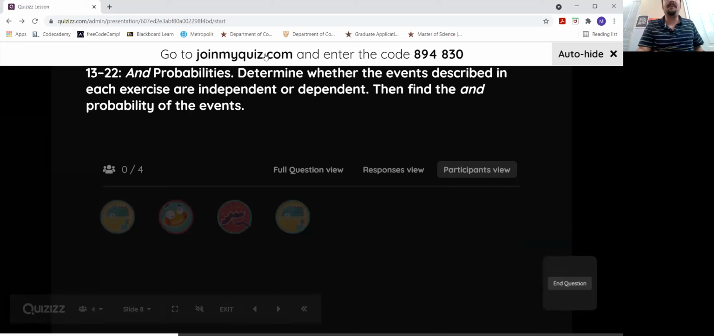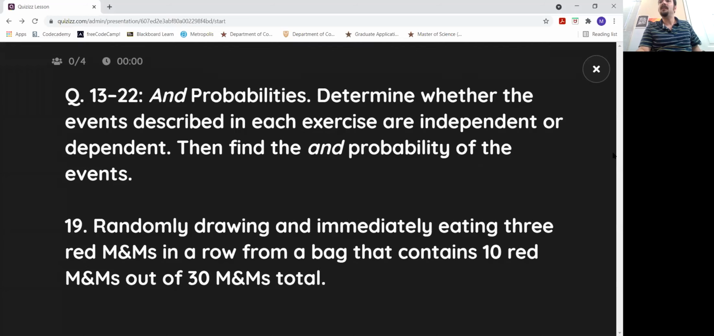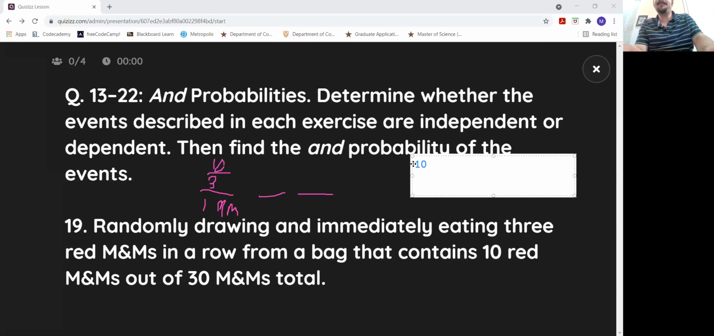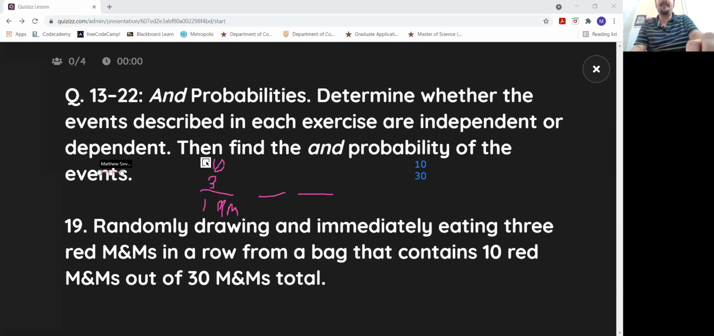Okay, now we want to figure out the probability of drawing this thing. So we have 30 M&Ms. We have 10 that are red. And here's my first M&M. 1 M&M, 2 M&M, 3 M&Ms. Okay, so my first M&M is the occurrence. So I think I got 10 out of 30. I should really do this with some text, right? 10 out of 30, I believe, is my first M&M. So when I draw my first M&M, I'm getting something like 10 out of 30.